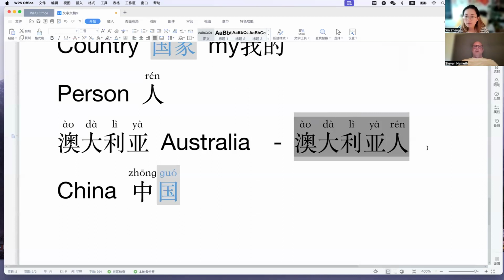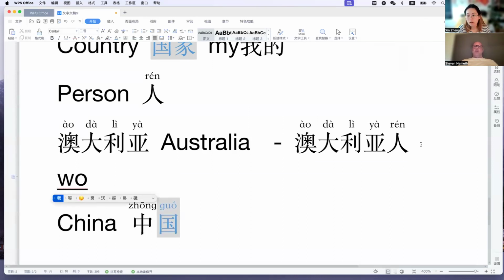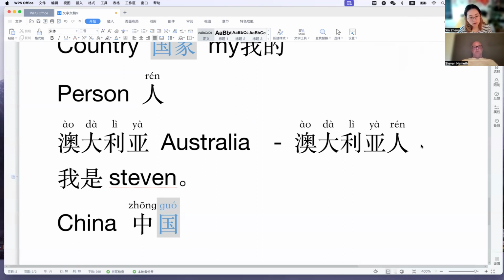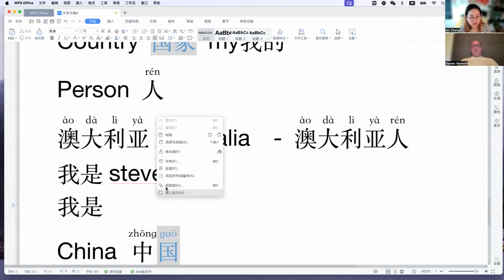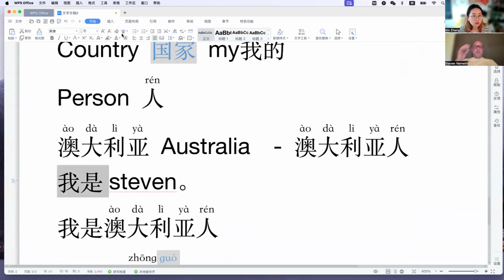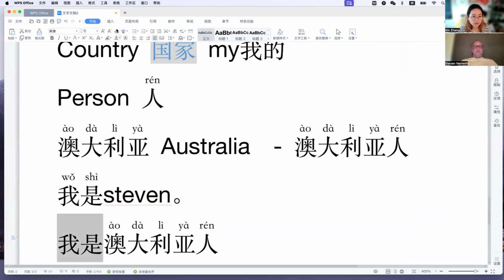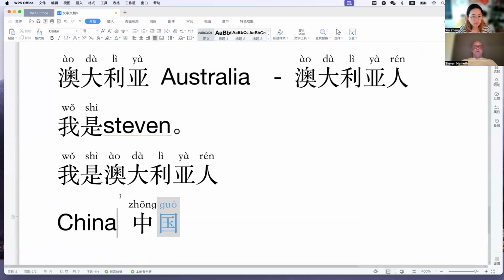And then I am Australian. I am Steven. What's your Australian? Oh no, what's your Steven? So, what's your Australian? Yeah, perfect. 我是澳大利亚人. 我是 Steven, 我是澳大利亚人. Perfect, 好, 是. Sure. Here, Chinese people.